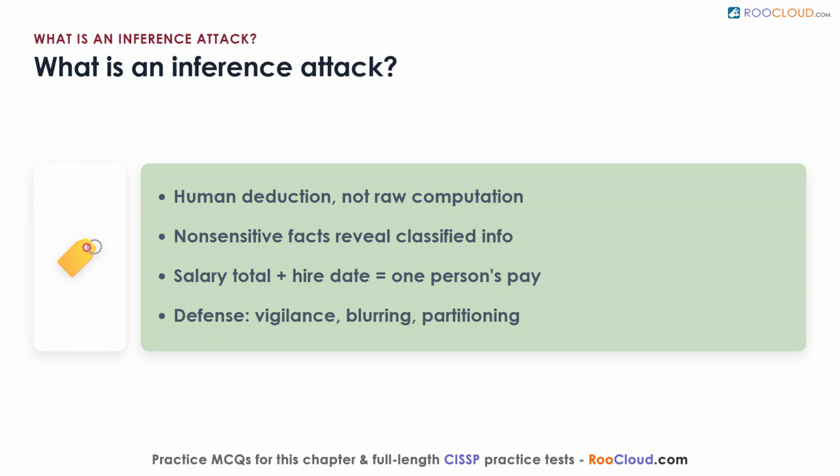The defenses are constant vigilance over permissions, deliberately blurring data, such as rounding salaries to the nearest large amount, and partitioning the database. Think of it as reading between the lines, where two innocent facts placed side by side quietly reveal a third that was meant to stay hidden.